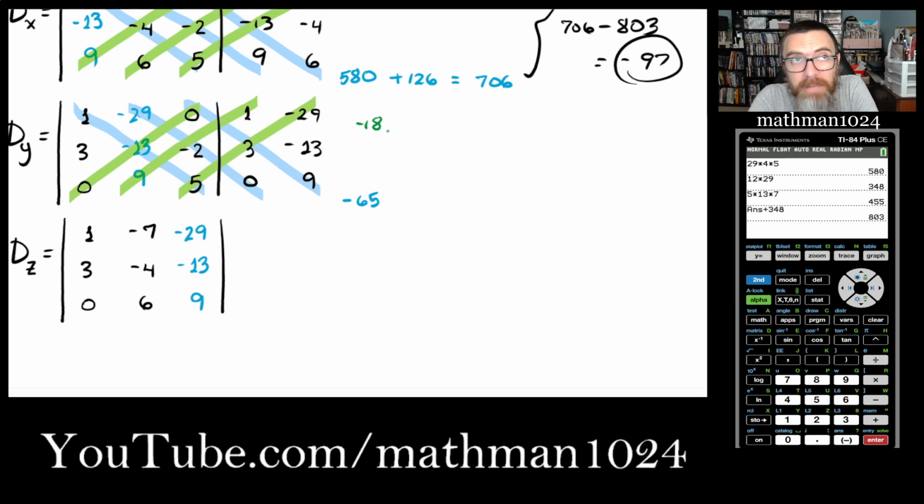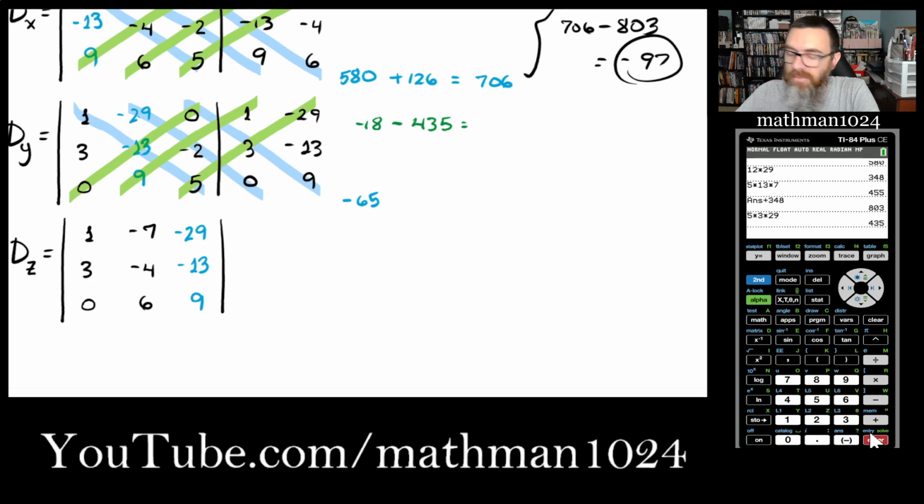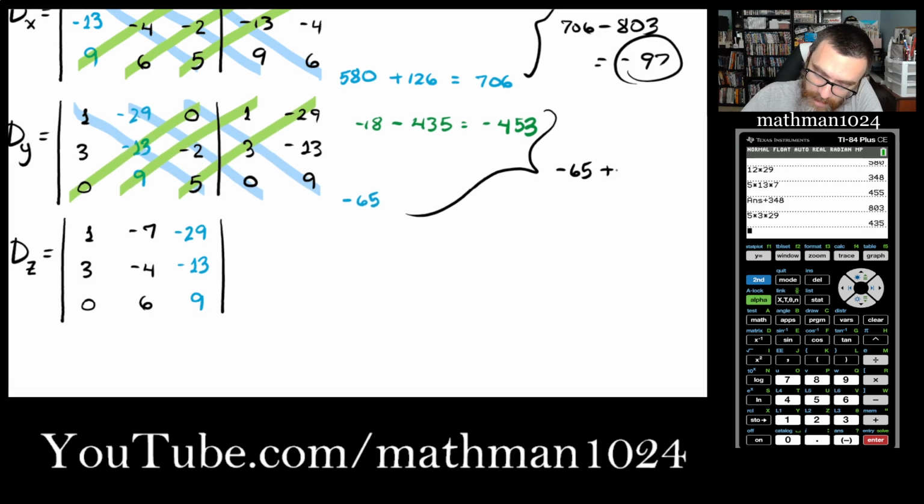All right. Am I a betting man? Okay, so we know it's going to be a negative. Yeah, negative 435. I better check this. No need to make careless mistakes. Cool. And this combines going to be a negative 453. So we have negative 65. That becomes a plus 453. There's just going to be 388.